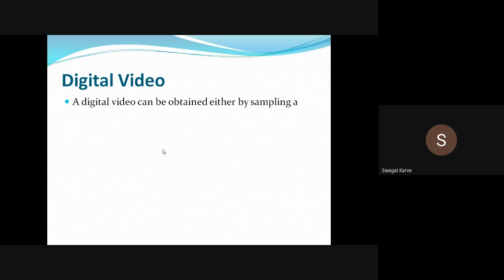Today two or three points of this unit number 6 are remaining, so we will cover those and finish this unit today. Now, what is digital video? Digital video can be obtained either by sampling a raster scan or sampling the scene with a digital video camera. So there are two ways you can obtain a digital video.